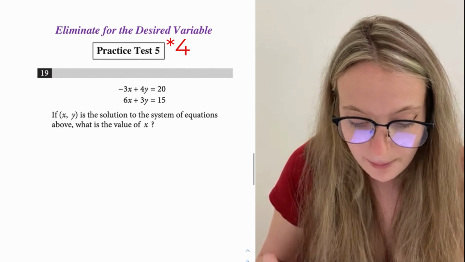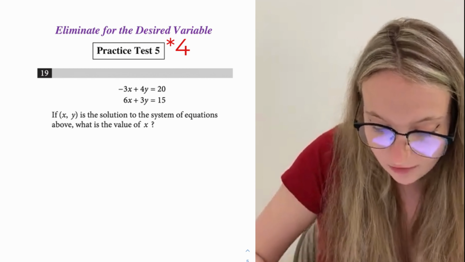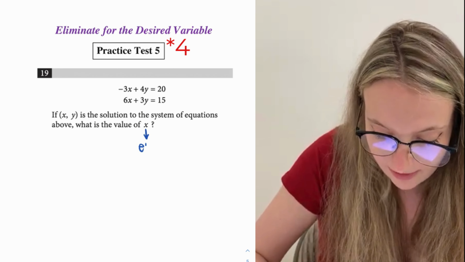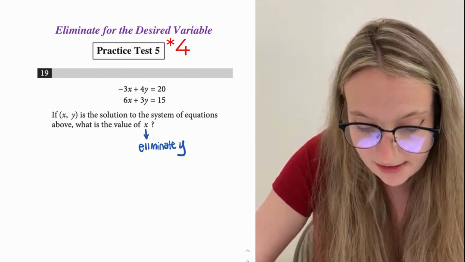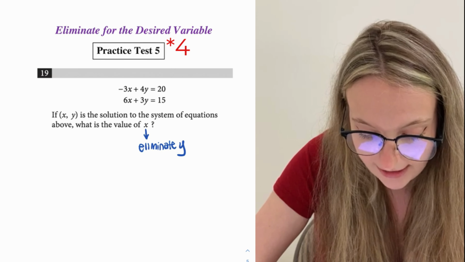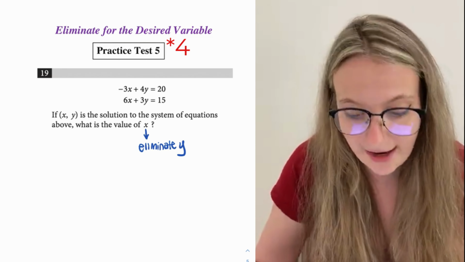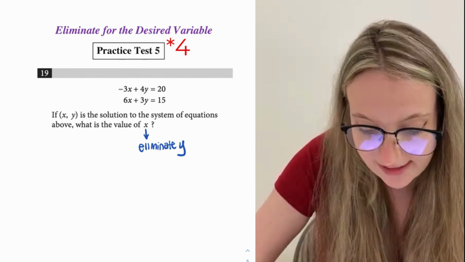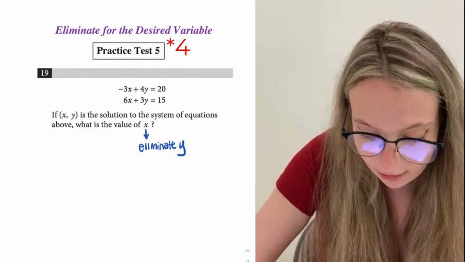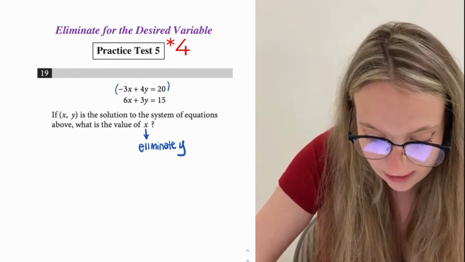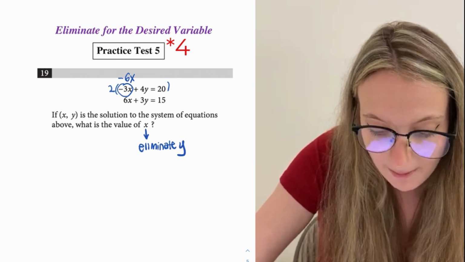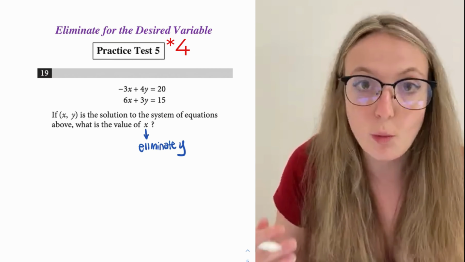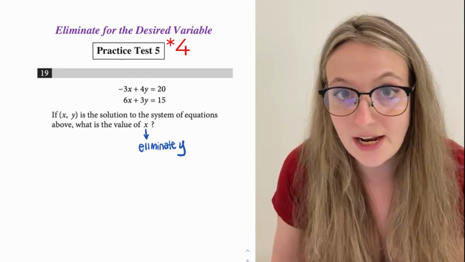Alright, let's look at number 19. Again, they're asking us for the value of x, so that means eliminate y. I think a lot of people here would be really tempted to first get rid of the x, get y, and then plug back in for x, because -3 and 6 are really easy to manipulate. You could just multiply the entire top equation by 2, and then this would become -6x. But that's going to involve a little bit more work because we can just eliminate y and get x directly.